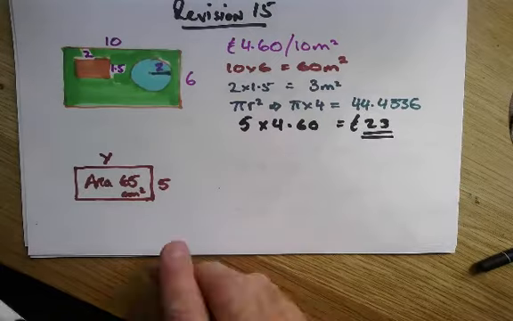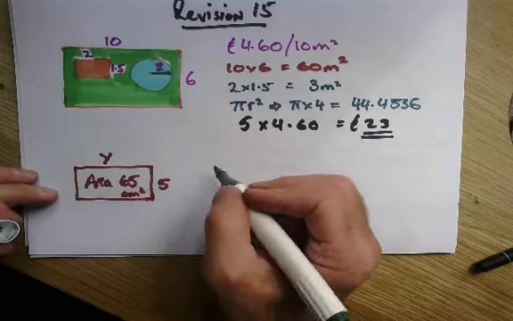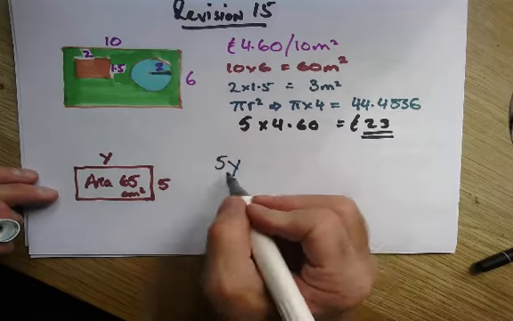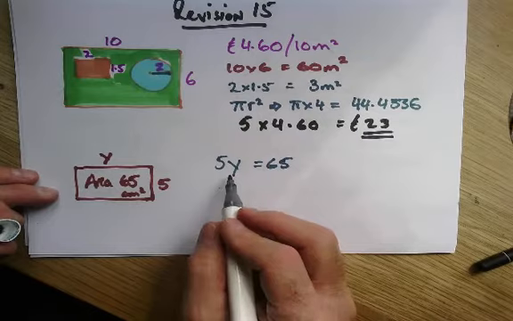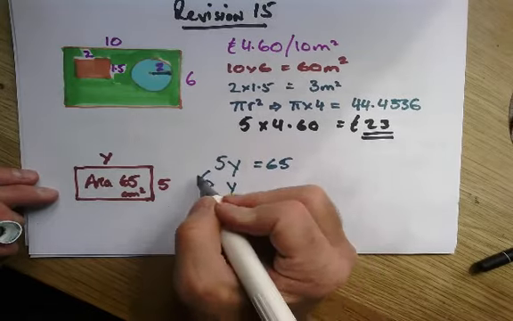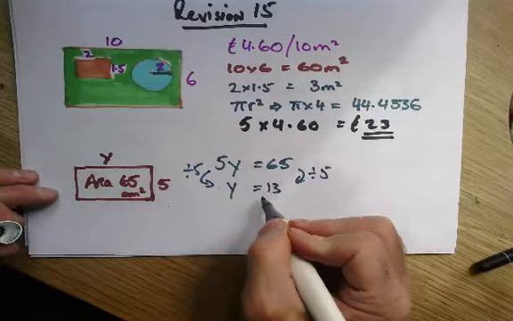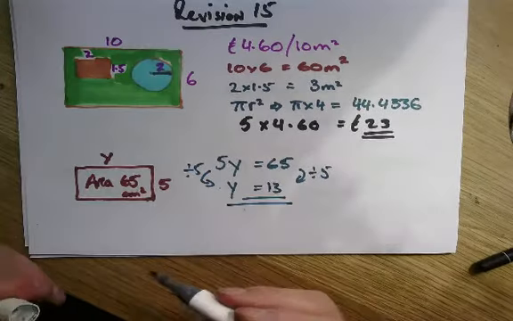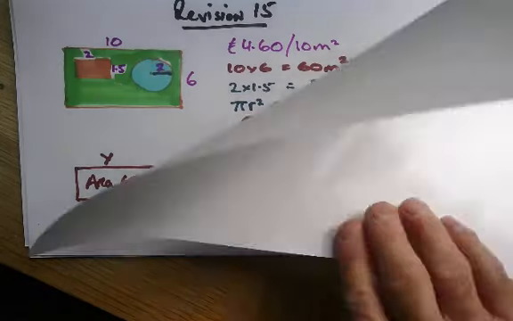Then this one says here, work out the value of y. If I know the area is 65 and that length is 5, so basically the equation would be 5y equals 65. What do I times by 5 to get to 65? How is it attached? Timesing. So divide both sides by 5 and you'll get 13. So on that one, it's 13 centimeters, get the units right. So that's how you answer that one.